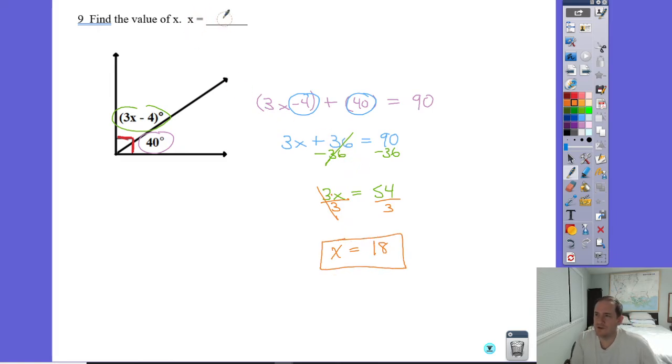And this time it only says solve for x, so we don't have to do any extra math. Although, if I had asked you to find this angle, I'd like to think you would have just said, well, it's 90, take away 40, so it's 50. But that gives us the opportunity to check our work, because if I take the 18 and plug it in here, I better get 50. So let's do that math and check. 3 times 18 is 54. Take away 4, which is 50. So the fact that we got 50 both ways makes me feel good that we definitely did it right. So 18 is the answer.